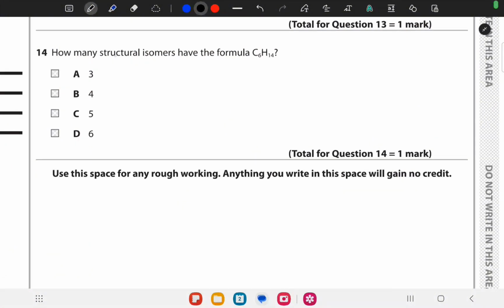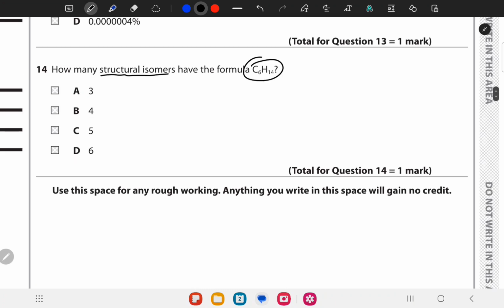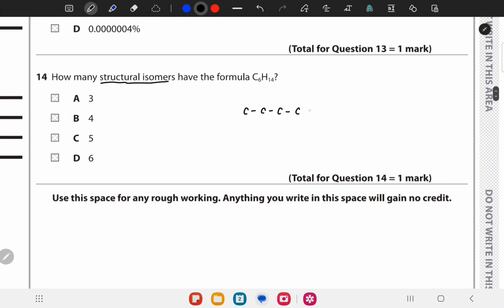Question 14, we have to state how many structural isomers we have for C6H14. So one of them would be a straight chain alkane like this. You don't need to draw the display.